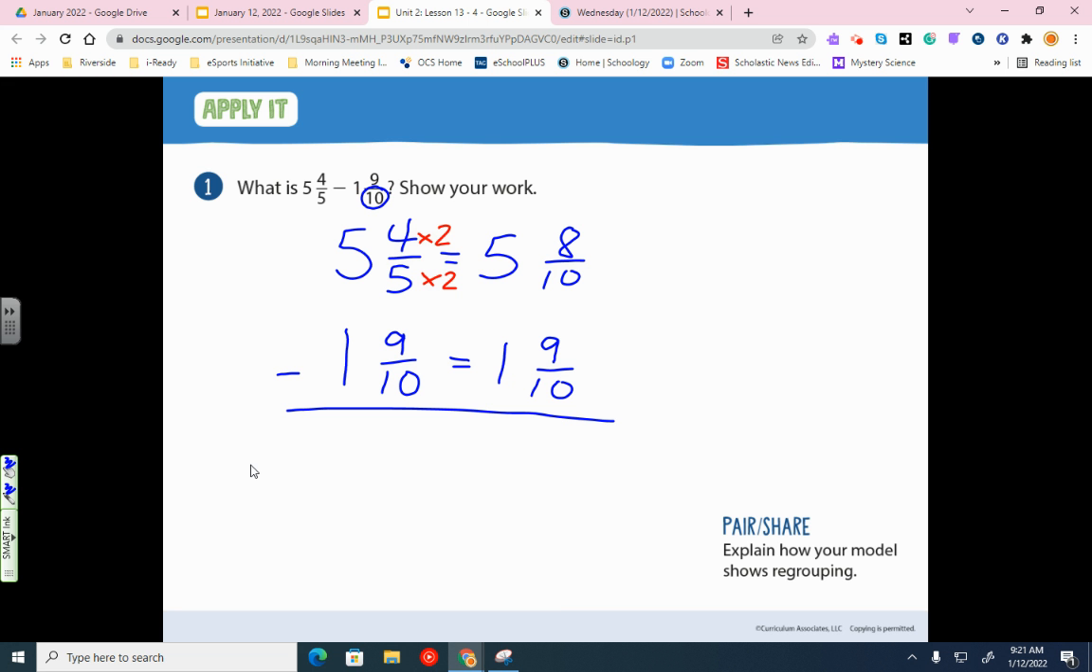Now we run into a problem here because our numerator here, our 8, is smaller than our 9. So we have to borrow. And we borrow 1 whole from that 5. And we know with this problem, 1 whole is worth 10/10. So we add that to our 8/10, and that makes us 18/10. 4 minus 1 is 3. 18 minus 9 is 9. So we have 3 and 9/10 is our answer. No need to simplify. That's as small as it's going to get.